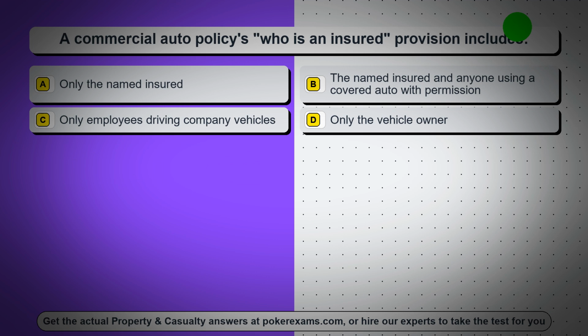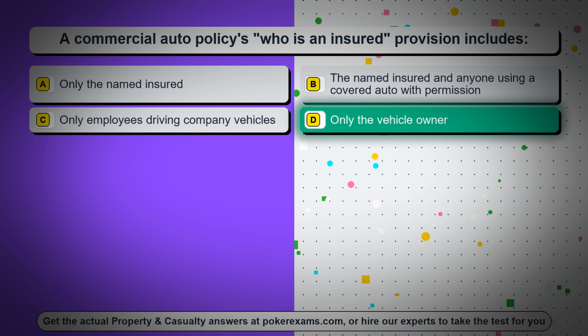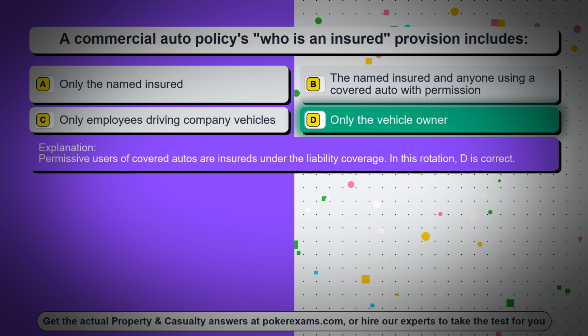Question 87. A commercial auto policy's who is an insured provision includes, option A, only the named insured, option B, the named insured and anyone using a covered auto with permission, option C, only employees driving company vehicles, option D, only the vehicle owner. The correct answer is option D, only the vehicle owner. Permissive users of covered autos are insureds under the liability coverage. In this rotation, D is correct.